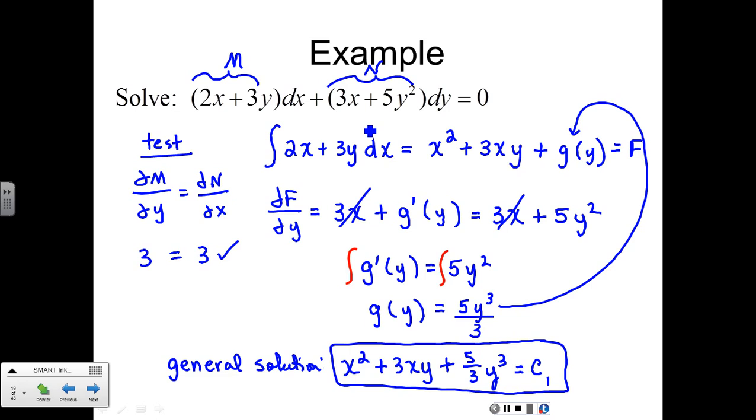Now if I take the partial derivative of this with respect to x, that would be 3y, nothing. The derivative of h of x would be h prime of x. So compare that to what you had in your original right there, 2x plus 3y. Okay? Those are going to cancel out. So you get h prime of x equal to 2x. So what would h of x be?